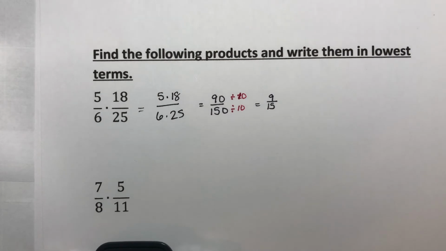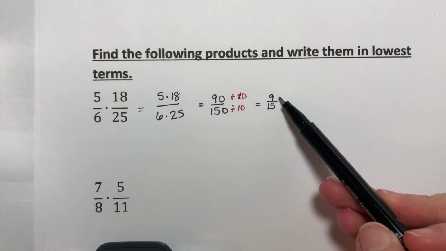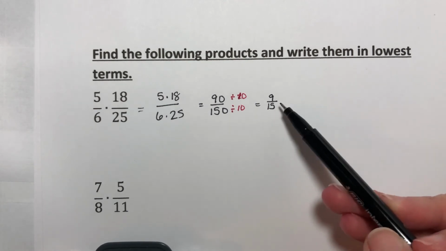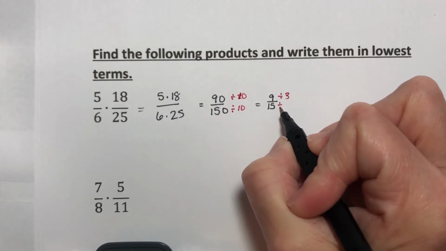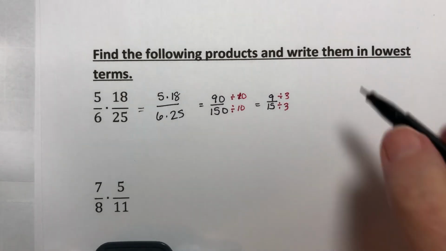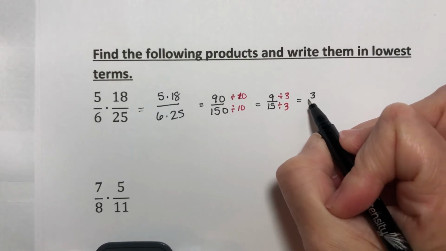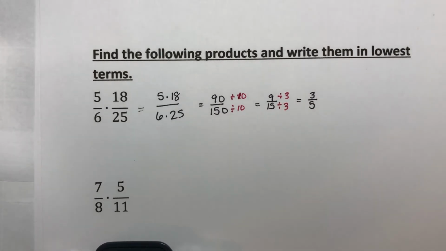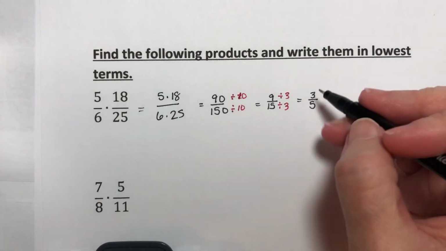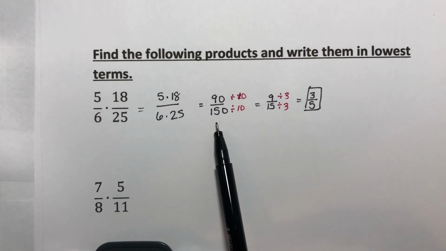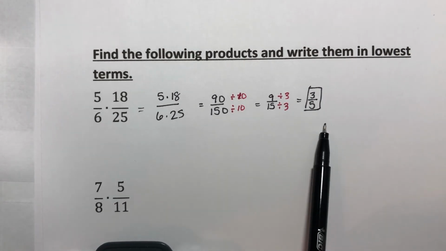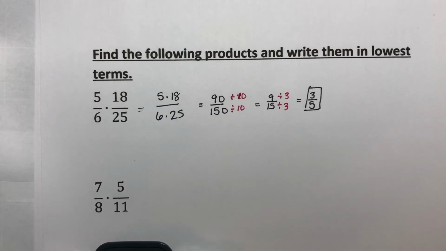Now, we've definitely reduced it a lot. We need to see if we've reduced it all the way. 9 and 15, they are both divisible by 3. So I need to do that. Divide both by 3, and that gives me 3 over 5, and 3/5 is in lowest terms. So this is our answer, and that's what you get when you multiply directly. You tend to end up with big numbers, and big numbers are harder to reduce, but it is straightforward.